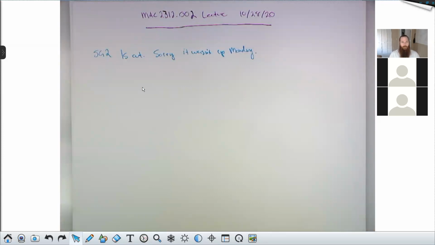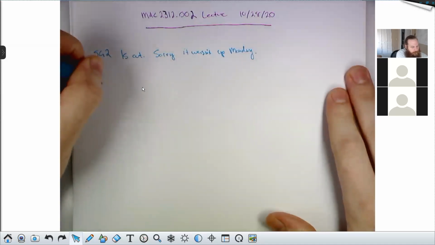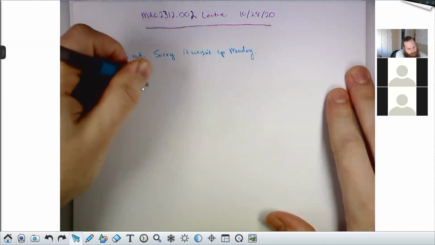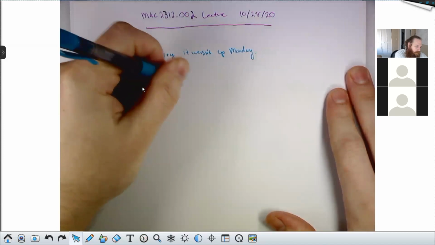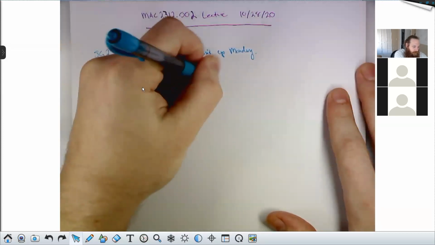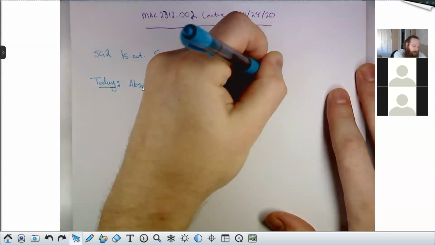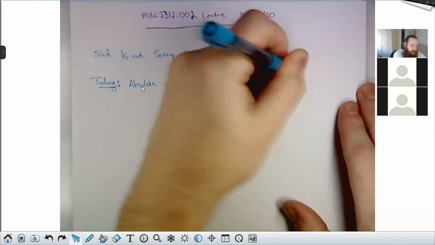Exam 2 is of course going to be on Monday, and we'll be reviewing for that on Friday. But today we're going to cover that last section that's on exam 2, which is section 11.6. And that talks about absolute convergence and root and ratio tests.